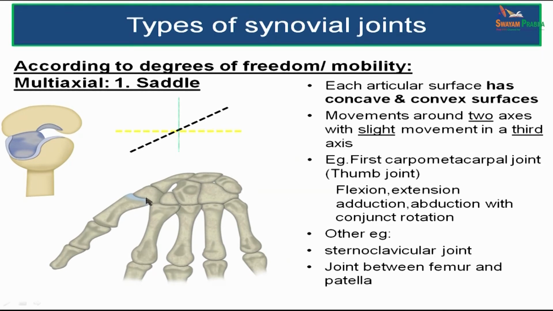So, the movements in this joint are flexion extension on one axis, adduction abduction in the second axis, and a conjunct rotation with the movements very slight rotation. The other such joints are the sternoclavicular joint and the joint between femur and patella.